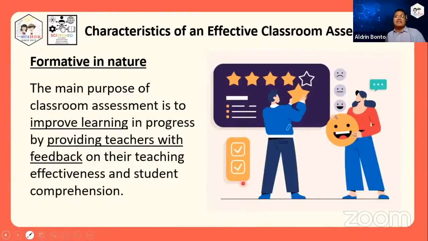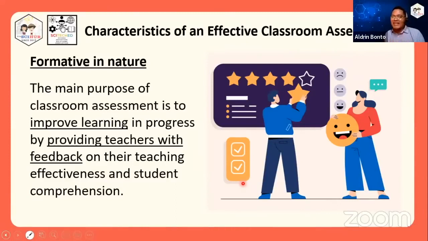Okay, so another characteristic is this one. It must be formative. The main purpose of classroom assessment is to improve the learning in progress by providing teachers with feedback. For example, most of the time when we're on social media, even the social media is asking us if the social media is working well. 'Di ba, sa Facebook may makikita kayong star, even when you use Shopee or Lazada, you're going to have their star if you have a good product or if you experience a good delivery of your products, 'di ba? So similar to that, we also need to give feedback.